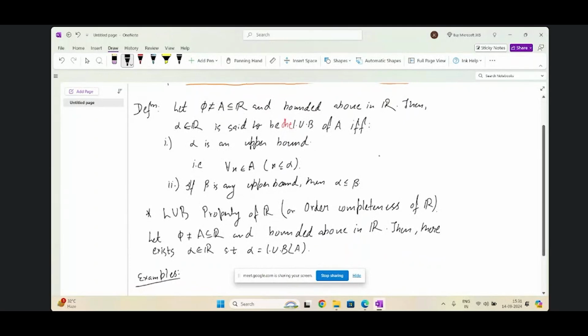So this is the definition of the LUB, the least upper bound, as you all know. Let A be a non-empty subset of R and bounded above in R. Then alpha belongs to R is said to be the LUB of A if and only if, first, alpha is an upper bound. Second, if beta is an upper bound, then alpha is less than or equal to beta. I hope all of you are already familiar with the definition of the LUB.